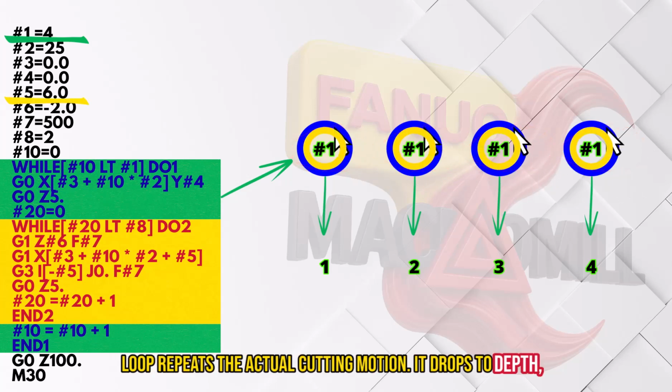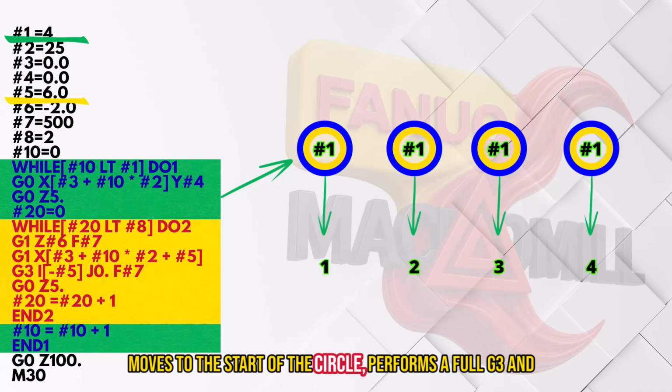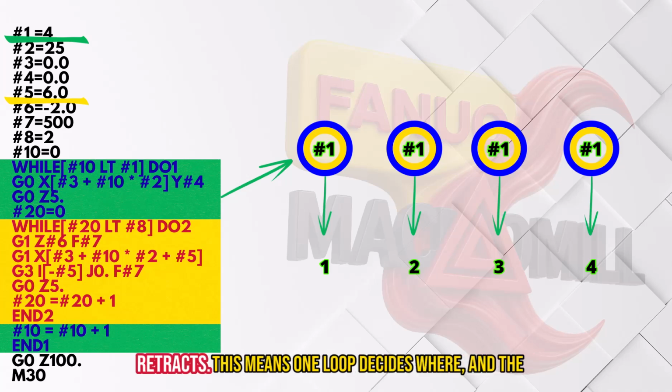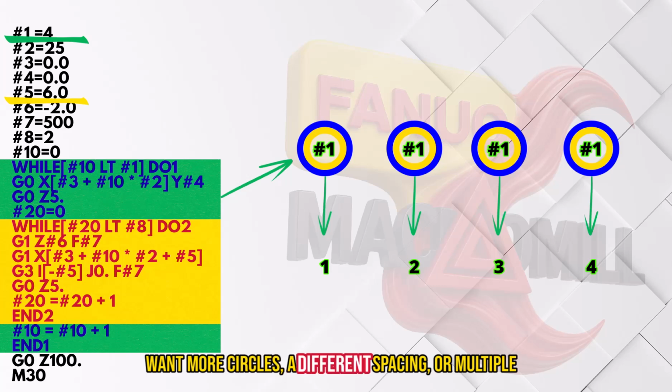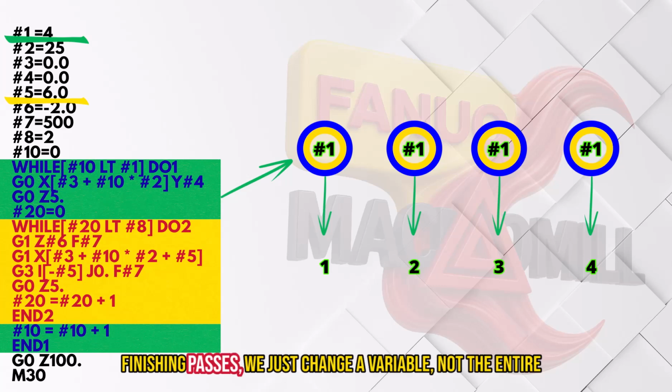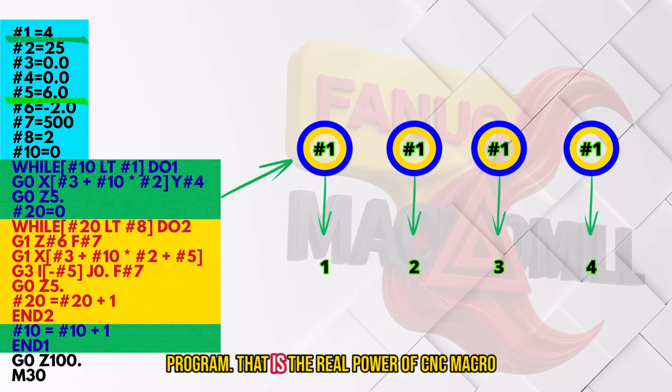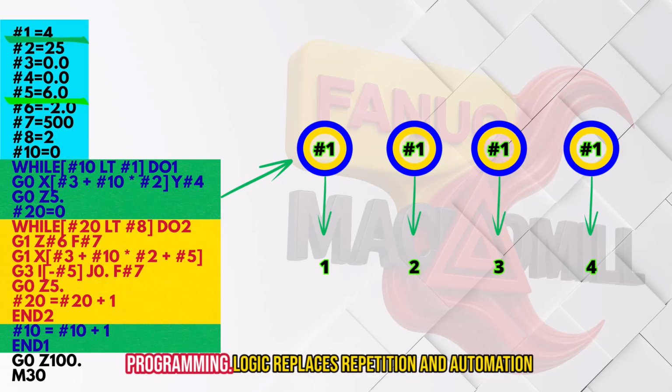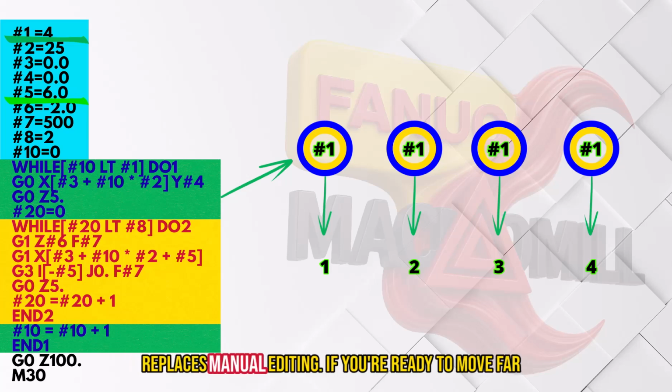It drops to depth, moves to the start of the circle, performs a full G3 arc, and retracts. This means one loop decides where, and the other loop decides what happens at each location. If we want more circles, a different spacing, or multiple finishing passes, we just change a variable, not the entire program. That is the real power of CNC macro programming. Logic replaces repetition, and automation replaces manual editing.